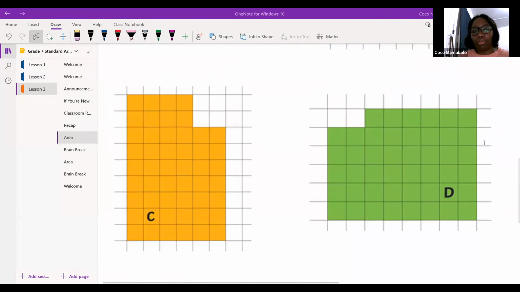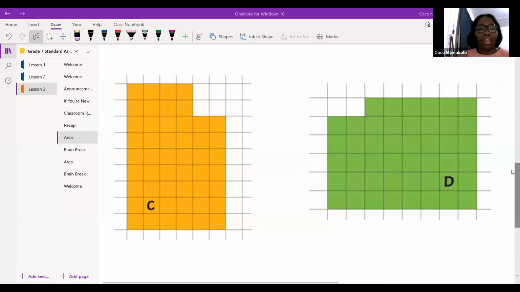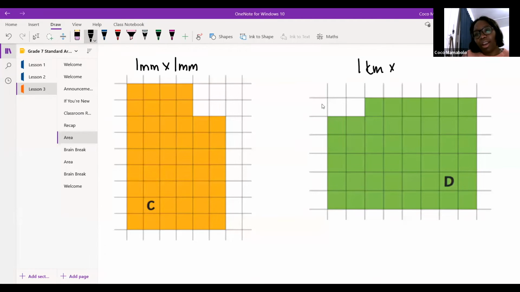Okay, everybody, you've got 1 minute to find the answers for D, just 1 minute. And when you're done, please put your thumbs up emoji in the chat. There we go. Coco, thank you. Yes, ma'am. Give them the unit, I think. Thank you. This one is 1 millimeter by 1 millimeter per square. And this one over here, we're going to make it 1 kilometer by 1 kilometer. There we go. All right, go for it, guys.